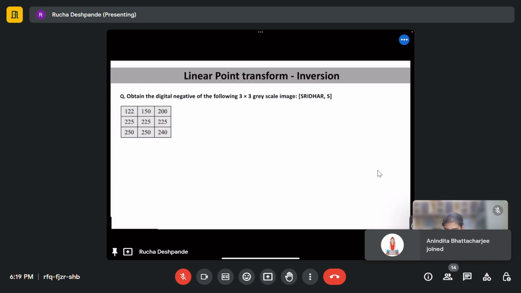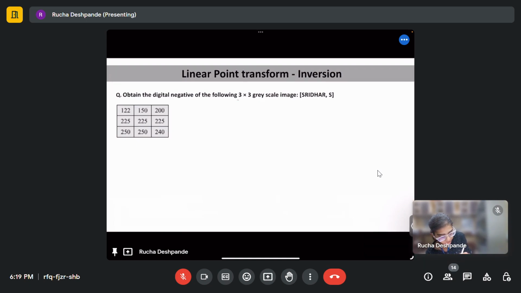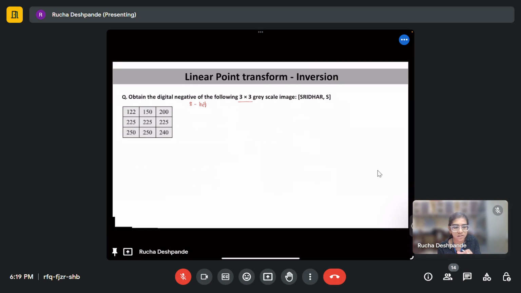We'll solve a problem related to inversion. Obtain the digital negative of the following 3x3 grayscale image. This is an 8-bit image. Based on this information, can you please try to solve this? Let me know when you're done, then I'll solve and you can check if it's matching with your answer.